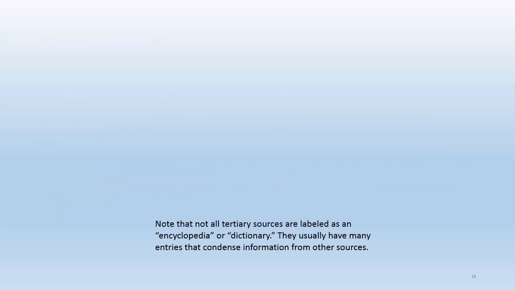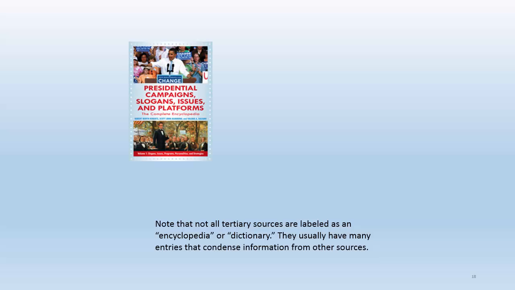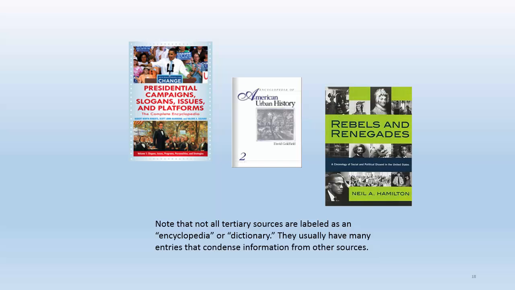Not all tertiary sources identify themselves as encyclopedias. In these three examples, both the Presidential Slogans, Campaigns, Issues, and Platforms book and the Encyclopedia of American Urban History identify themselves as encyclopedias in either the title or the subtitle, and both have relatively short entries about their topics. But the title Rebels and Renegades is less clearly a tertiary source if you consider just its title and the length of the essays it contains.